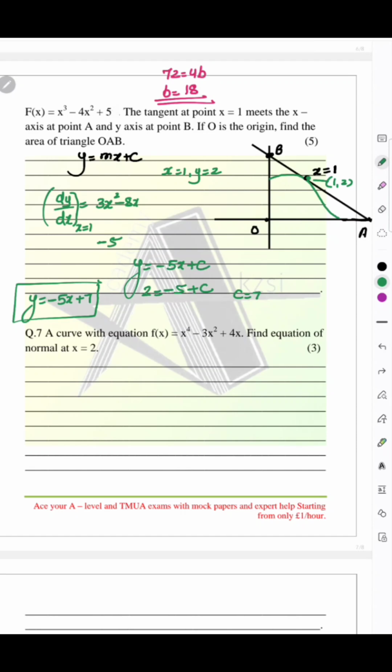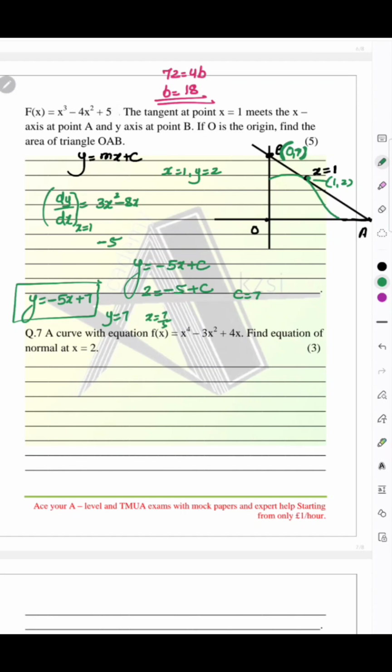To find the y-intercept, obviously x is 0 at this point. So making x equal 0, I'll get y as 7. That means this point is 0, 7. And to calculate the x-intercept, I have to make y 0. That will make x as 7 over 5.